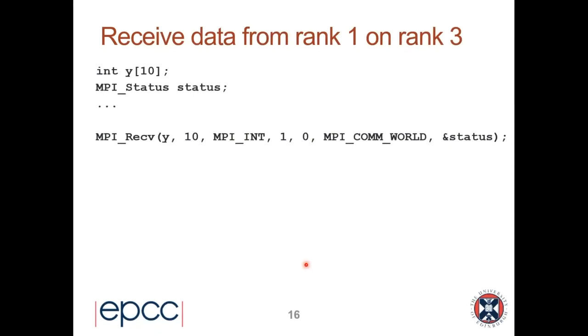Okay, so let's do a real example. I want to receive data from rank 1 on rank 3. So again, I do int y[10]. This is where I want to receive the data. MPI_Status. Again, as written, that doesn't receive data from rank 1 on rank 3. I have to put an if. Sorry, that's the source. That's the tag. And I do if rank equals 3, MPI_Recv y, 10 integers, from 1, tag 0.